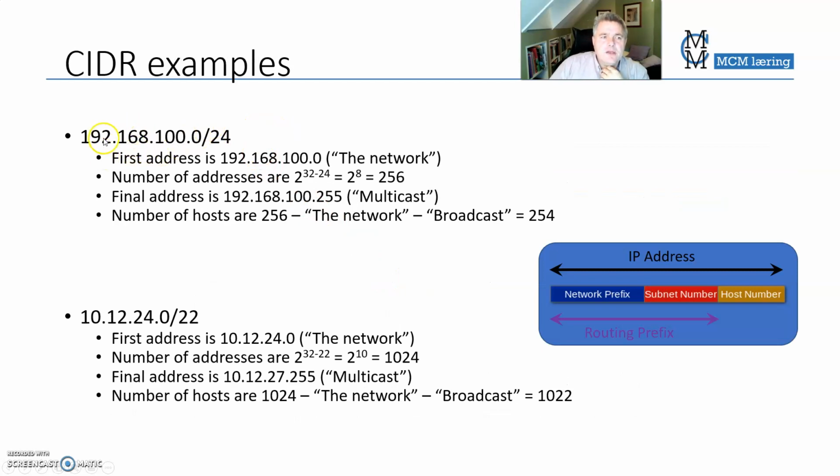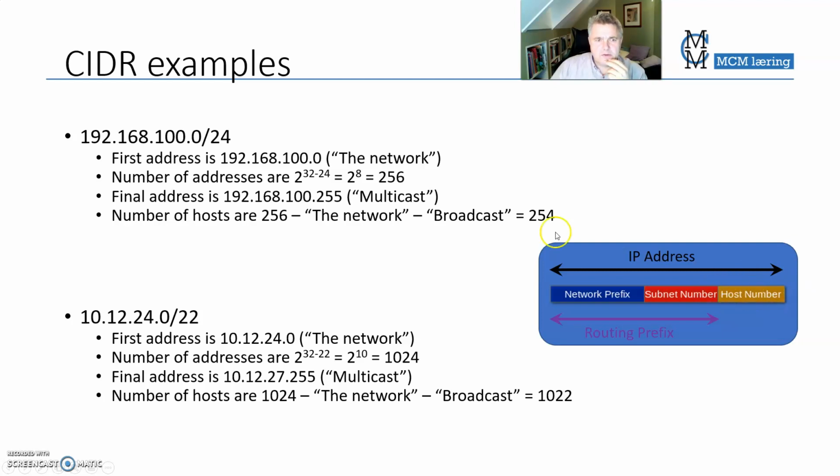And the notation is like this. If you have a network which is a 24 network, you specify it like this. You say the very first address in your group of addresses, for example 192.168.100.0. That is the very first address in your group. And then /24, meaning that you have 24 bits for the routing prefix, and the rest, which is 8, is for the different hosts.